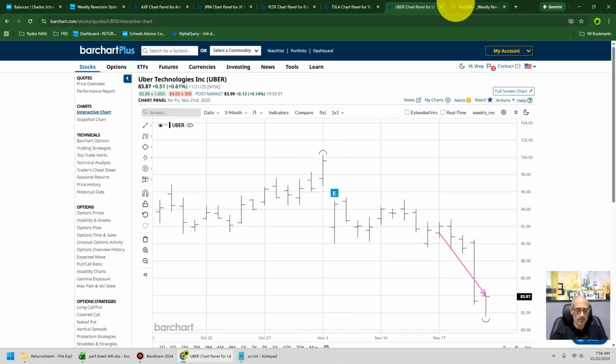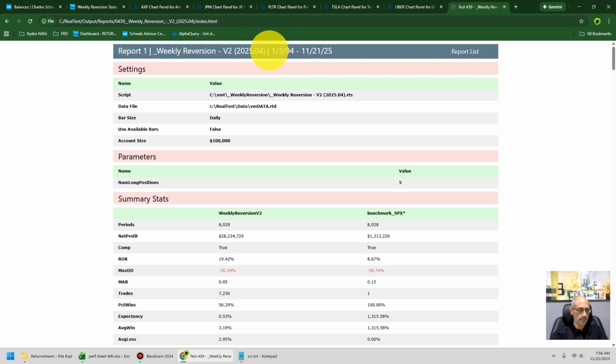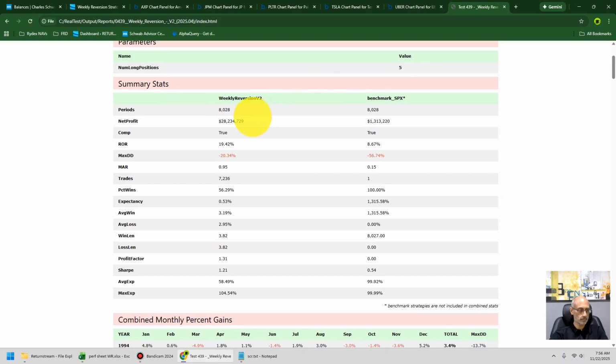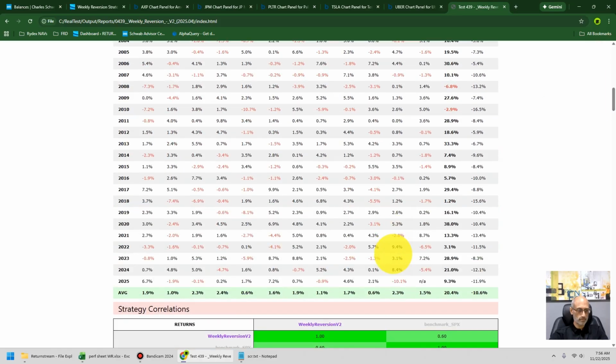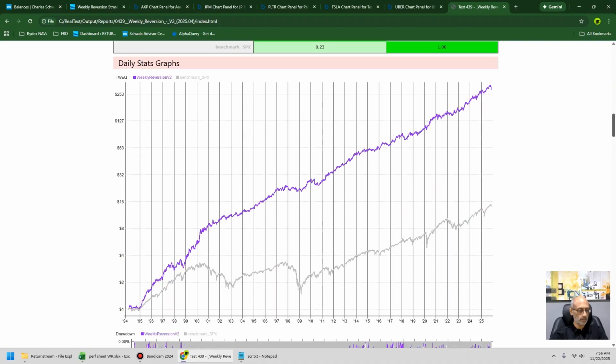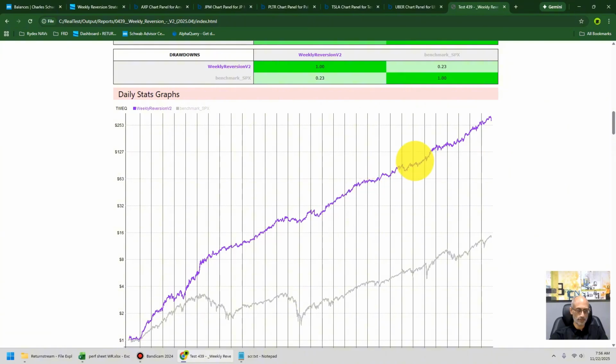And let's look at the performance of the strategy over the longer term. Here's the back test for weekly reversion from 1994 to present day. And we can see here that the annualized rate of return over that long term is 19% compared to the S&P 500 benchmark, which compounds at 8.7%. And month to date for November, strategy's down 10%, which puts it at positive 9.3% year to date. And that's the long-term back-tested equity curve.